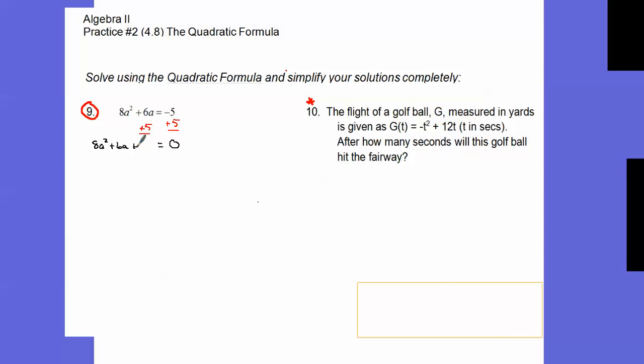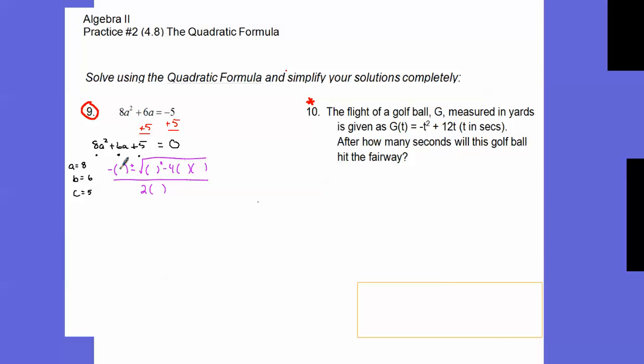6a plus 5. In this case, our a is equal to 8, our b is equal to 6, and our c is equal to 5. A is equal to 8, b is equal to 6, c is equal to 5. We're going to fill the quadratic formula with those values.